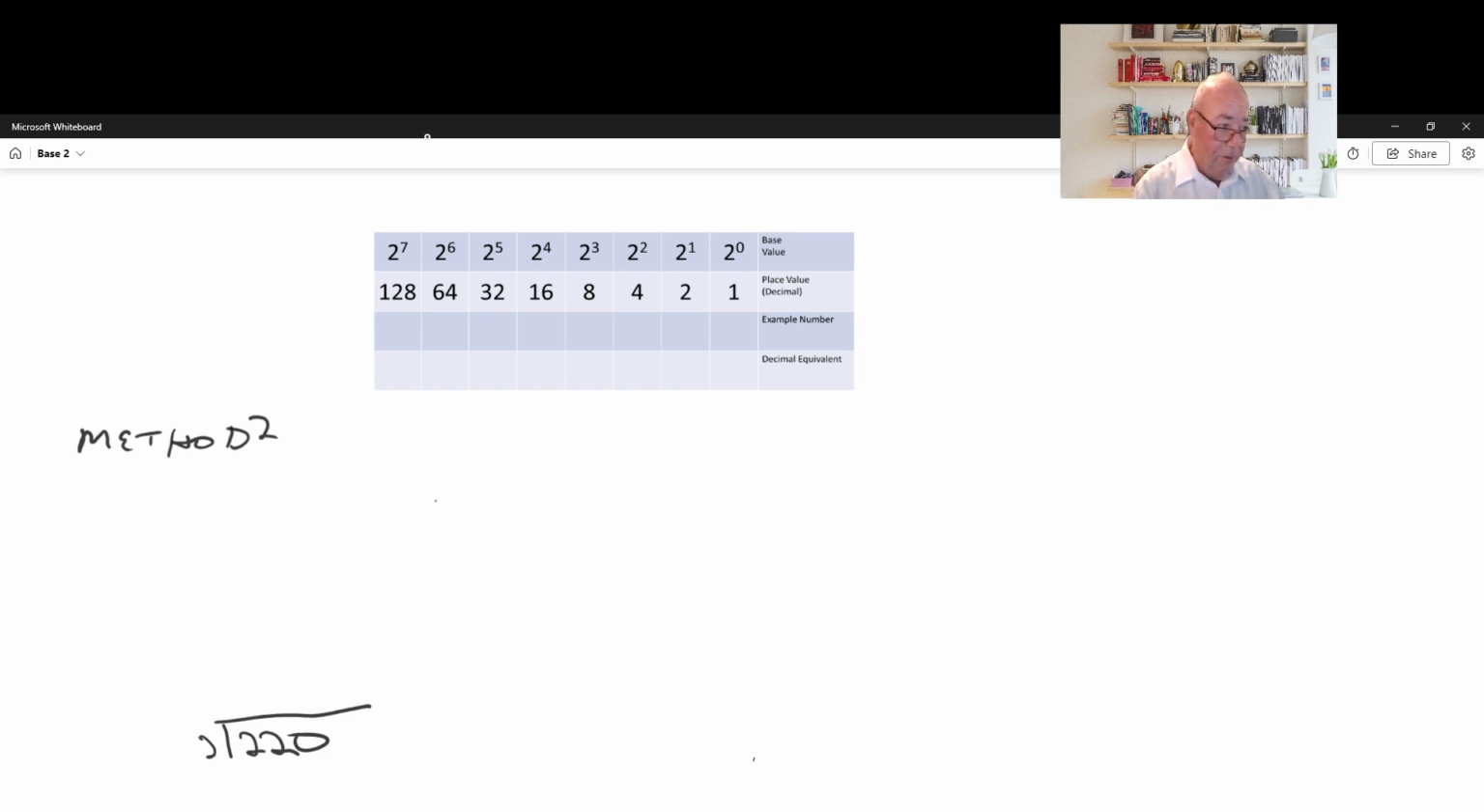2 goes into 220, 110 times with a remainder of 0. Now it's going to be very important that you keep track of the remainders because the remainders are what give you your answer. So we take 110 and divide it by 2. And that turns out to be 55 with a remainder of 0.